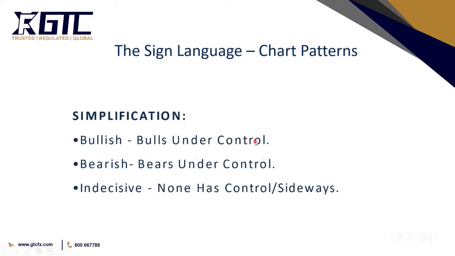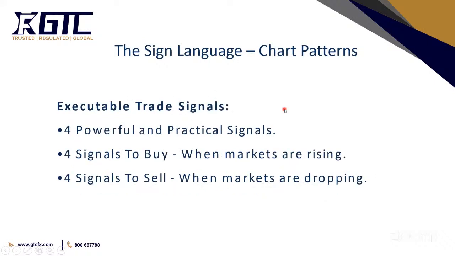Bullish means bulls under control, bearish means bears under control, and indecisive means none has control. All right. Now, let's go one step further. Now, it's not going to take much time. The grammar is complete. The grammar was the most difficult part. Now, we've done the grammar.